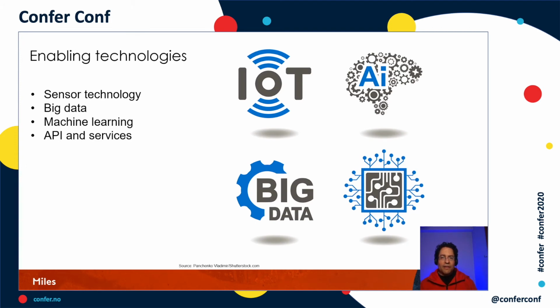But by now we can do most of these things that she claimed was science fiction. This is due to some enabling technologies. One of them is the sensor technology. We have small sensors that can gather a lot of data and then transmit it into big data lakes, where we can use big data tools to analyze it.